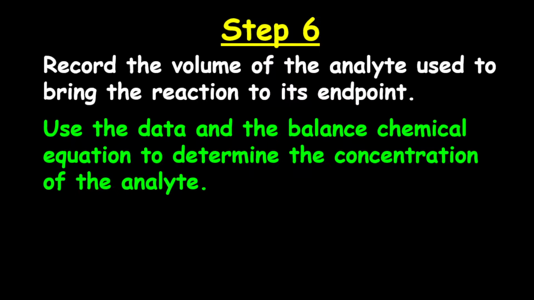When doing acid-base titration, a useful formula is MaVa divided by Na equals MbVb divided by Nb.